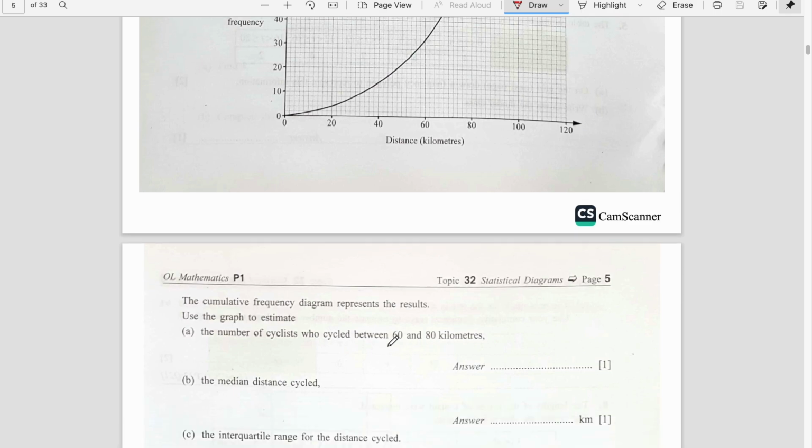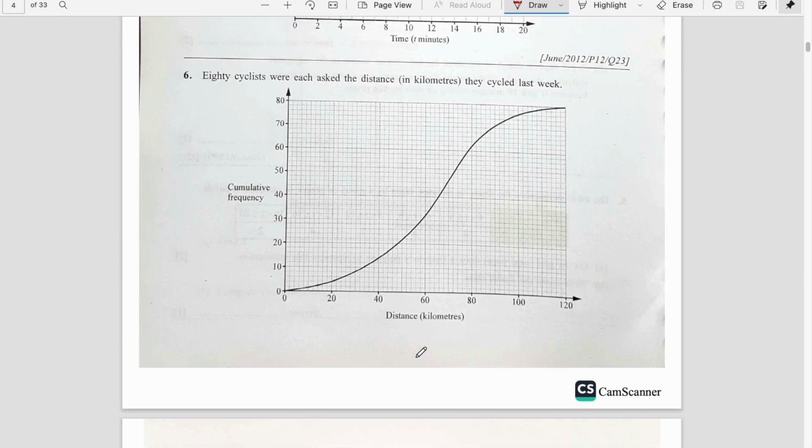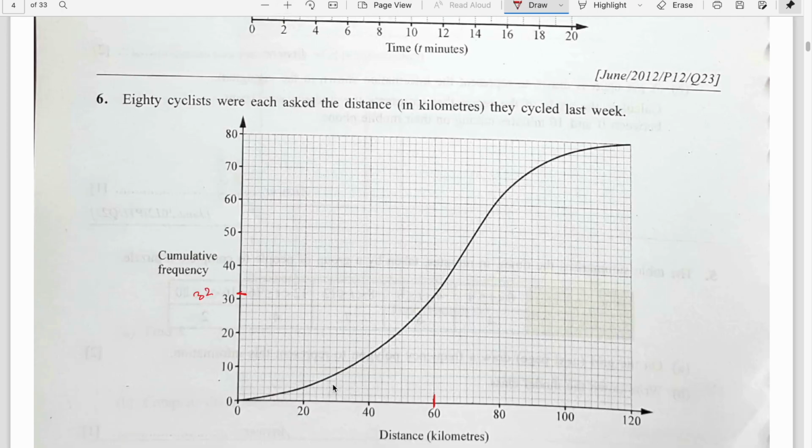So we are talking about kilometers, which is on x-axis. So my answer would lie on y-axis. So between 60 and 80, when I see, I am going up vertically, and this is this mark, and which is 32. Any objection that this is 32?